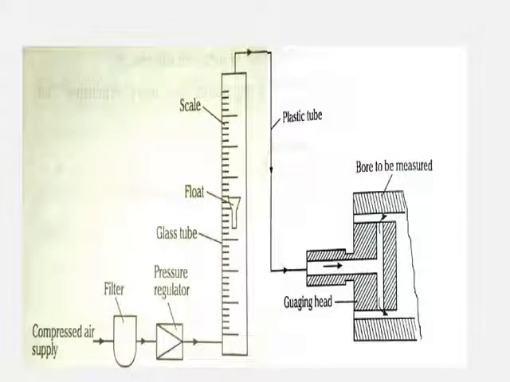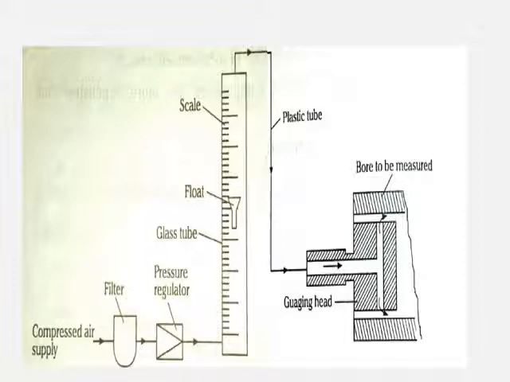So this is the first one, flow or velocity type. The compressed air is allowed to enter with the help of a filter. It is being filtered for any foreign particles, any oil suspensions, or any other suspended particles present in the air, and then with the help of a pressure regulator the pressure is regulated and it is sent to this scale. So: scale, float, glass tube, pressure regulator, filter.